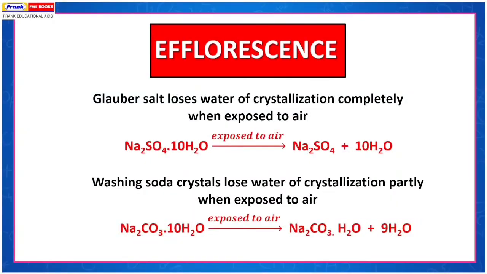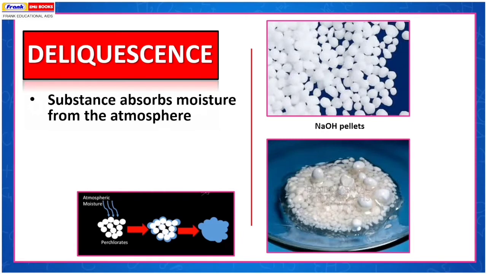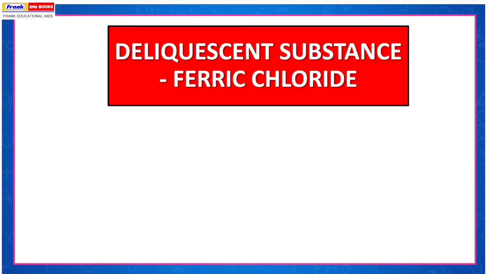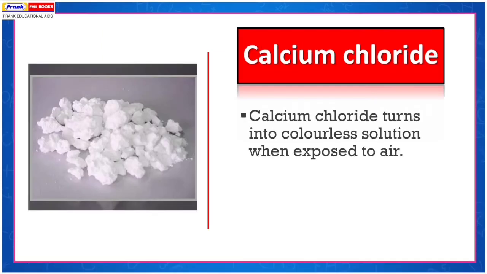Na2CO3.H2O plus 9H2O. Deliquescence. A substance absorbs moisture from the atmosphere, dissolves in the absorbed moisture, and turns into a solution. Deliquescent substance. Example, ferric chloride. Ferric chloride when exposed to air turns into a yellow solution. Calcium chloride turns into a colorless solution when exposed to air.